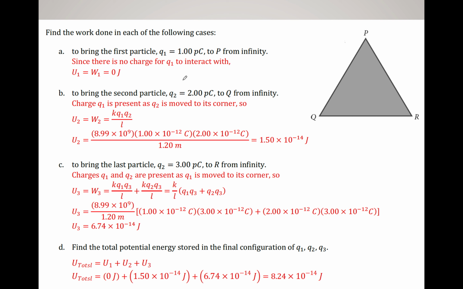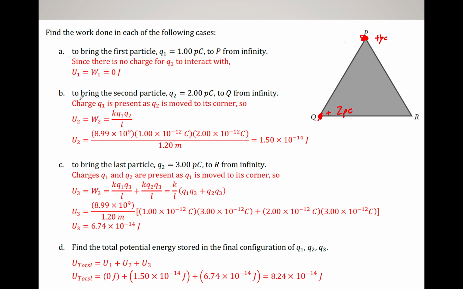Here is one final example that we already did together. If you want to find the work done in each of these cases, we bring the first particle to P. There was nothing here at all, so bringing one particle in, it's free to move. There is nobody here, so I can place the first particle right here, and this is 1 picocoulomb. Then we bring the second particle. Now there was already a particle here, and they're both positive, so they will repel. There will be some work done. It does not want to be here because it is being repelled. So 2 picocoulombs as well.